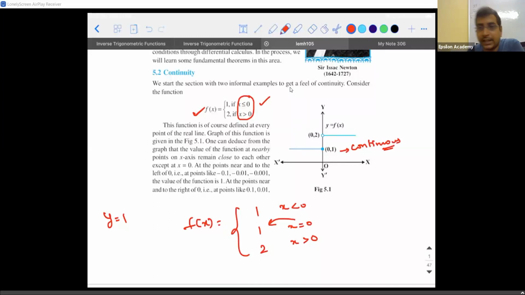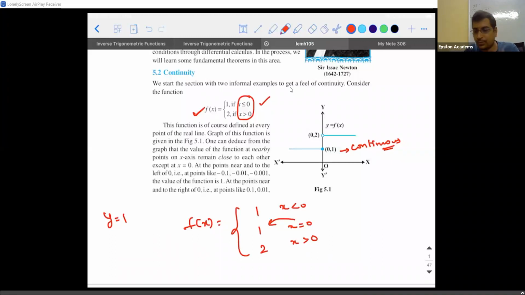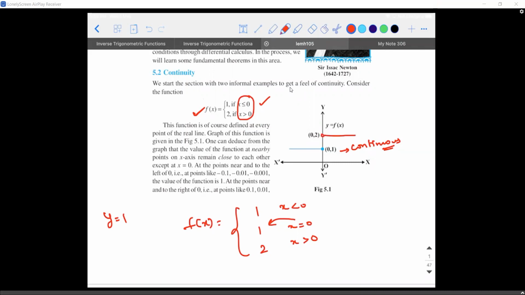At the value of x greater than 0. So this is 0, which means on the left of 0, I have the function value equal to 1. On the right of 0, I have the function value to be 2. So I should draw the graph as 2 with an open circle at x equal to 0. Why? Because 2 is happening for a value strictly greater than 0.